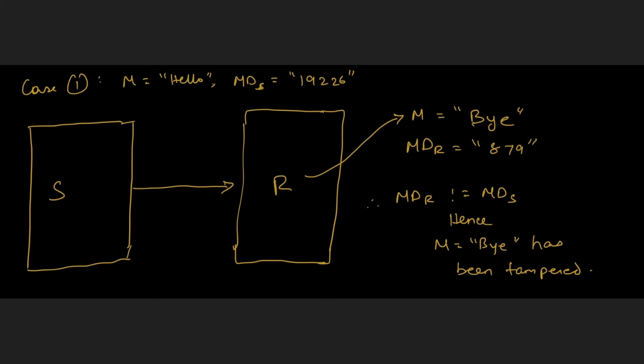Let us say that the receiver R received a message M which was "bye", but the sender sent the message M which was "hello". So we can see that the message digest that the receiver created was 879 and the message digest that it decrypted was 19226. Since both of those are not the same, the receiver R instantly knows that the message M has been tampered with and is not authenticated. So we can now take actions.